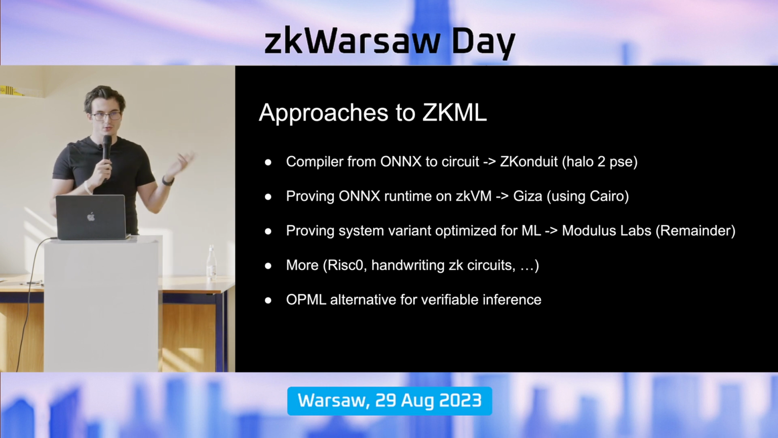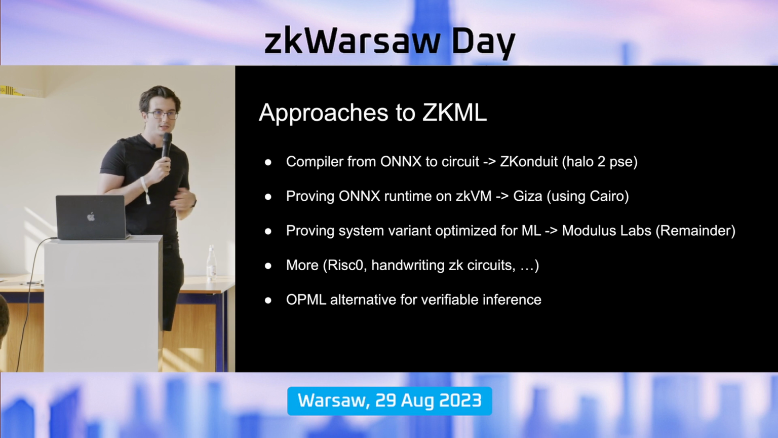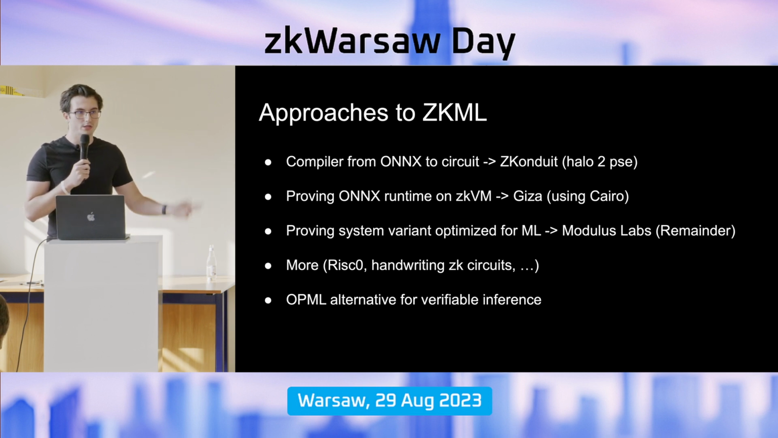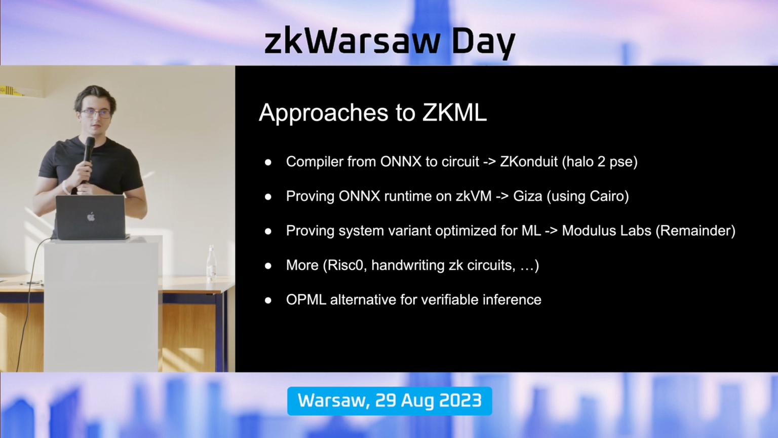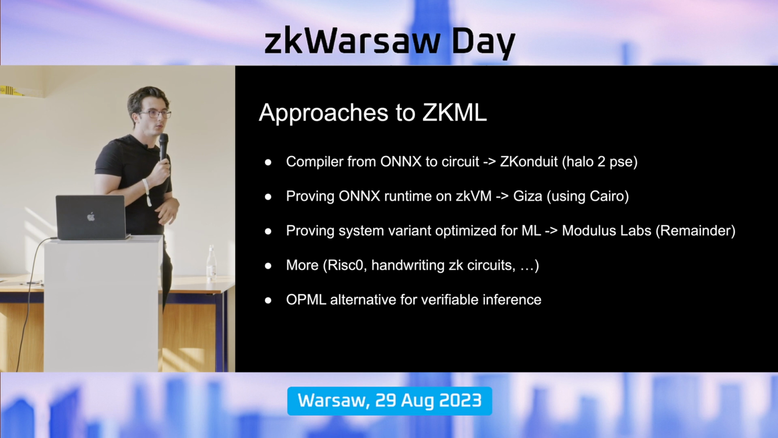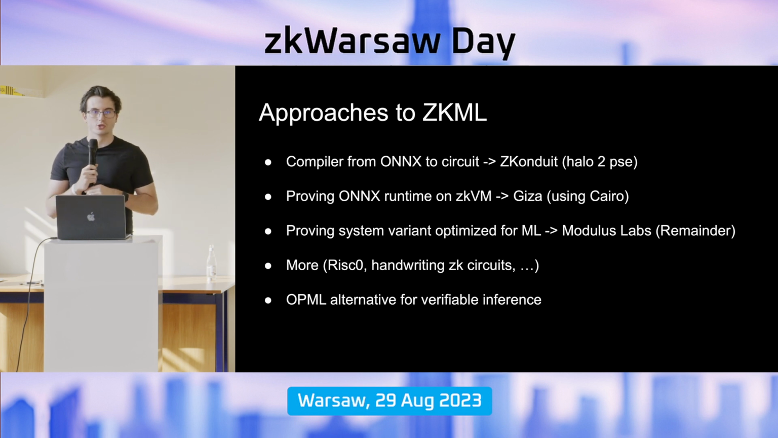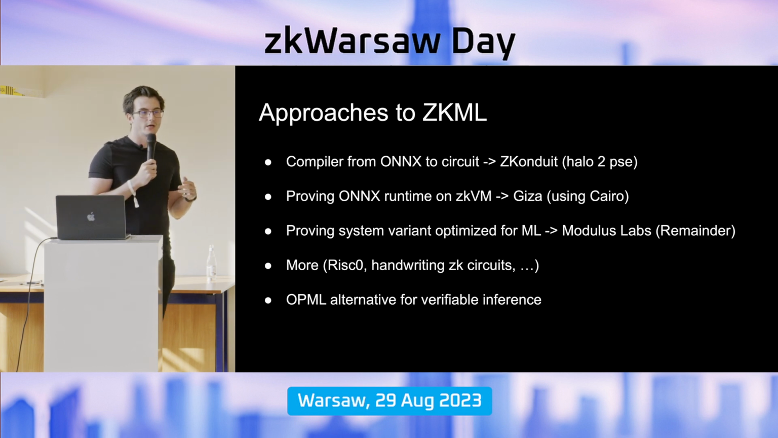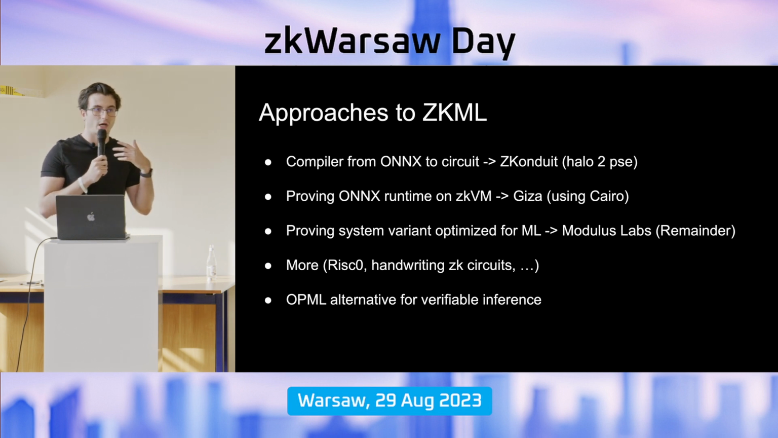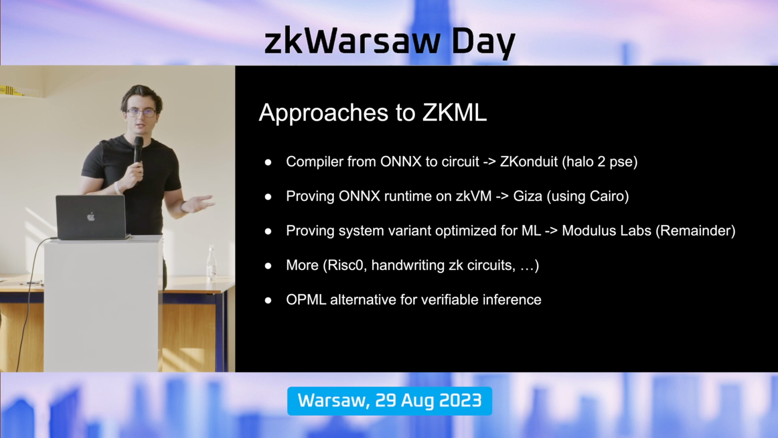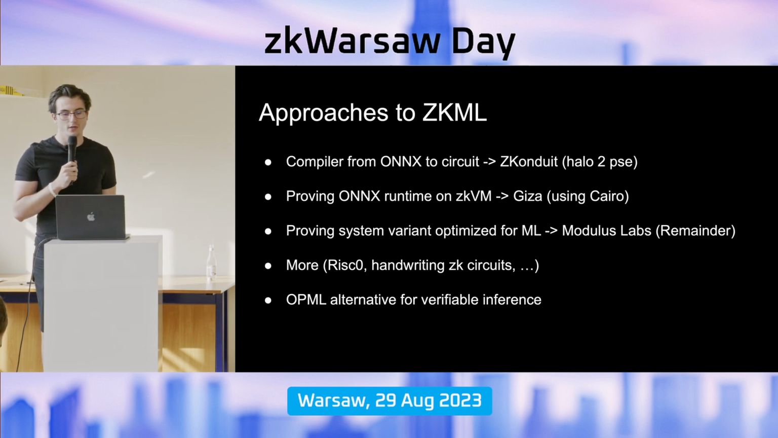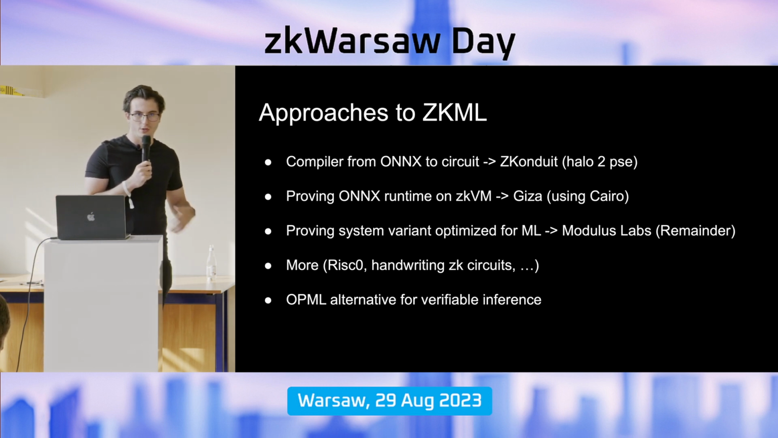So there are many zk virtual machines that we're building, whether it's zkVMs or some other non-EVM machines. One such approach is the one that Giza is taking, which is implementing the ONNX runtime format within Cairo, the language that proofs on the Starknet Cairo VM. So they have this virtual machine which you can create Stark proofs of, and they're implementing ONNX within the Cairo language.